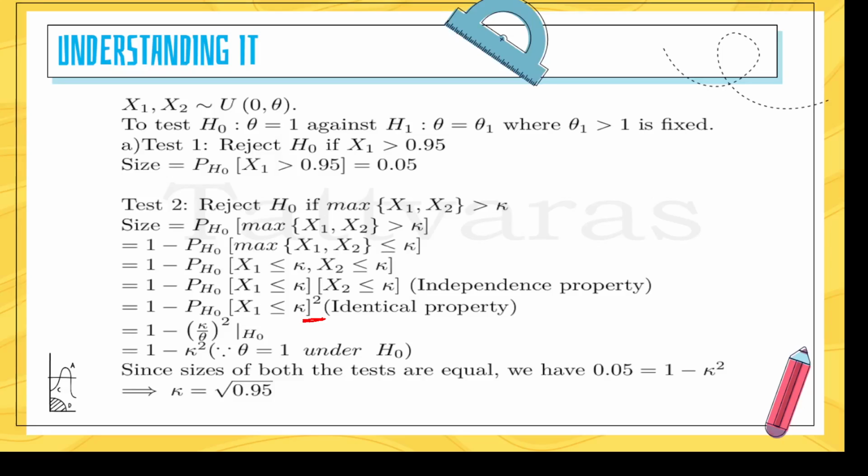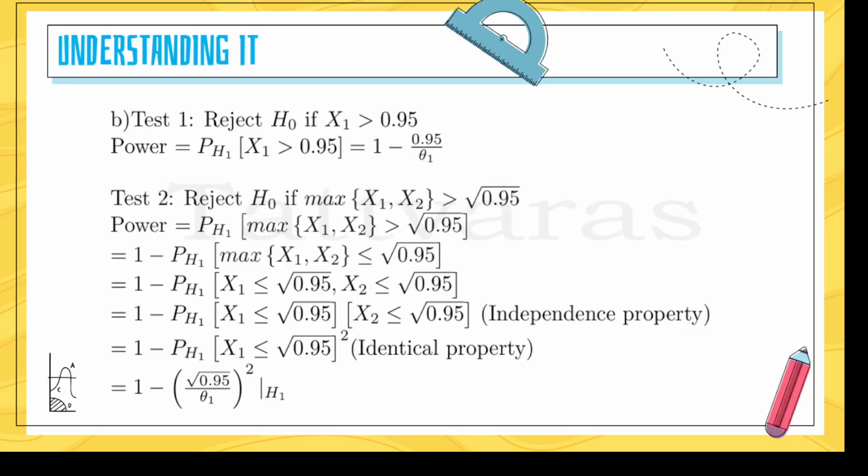Now by the CDF, we can write it as 1 minus (κ/θ) whole squared. And under H0, θ is 1, so we get 1 minus κ squared. Since the sizes of both the tests are equal, we can write 0.05 equal to 1 minus κ squared, and we get κ equal to the square root of 0.95.